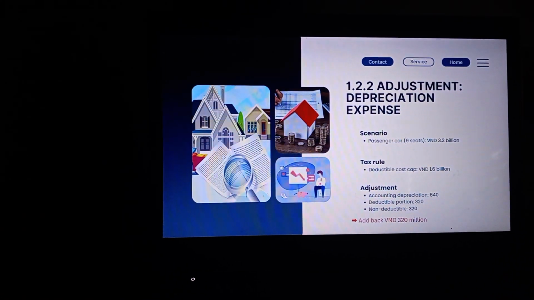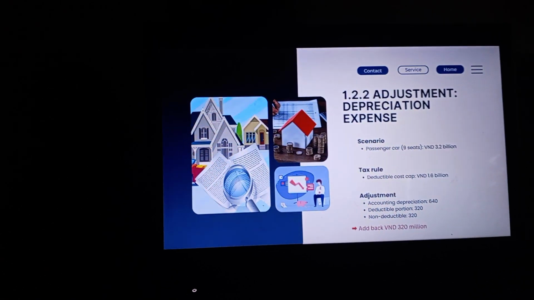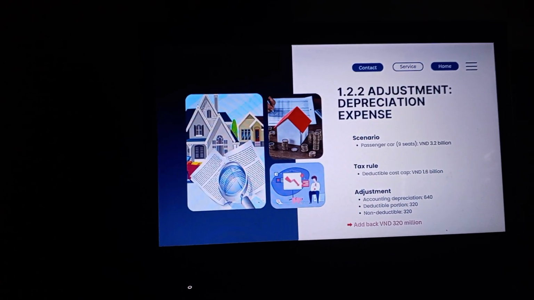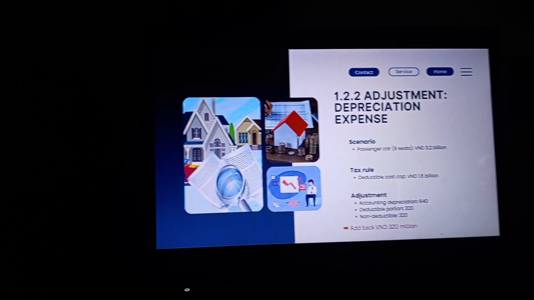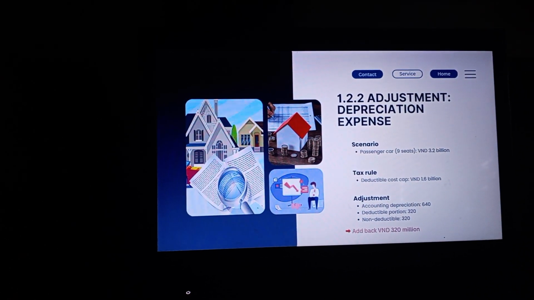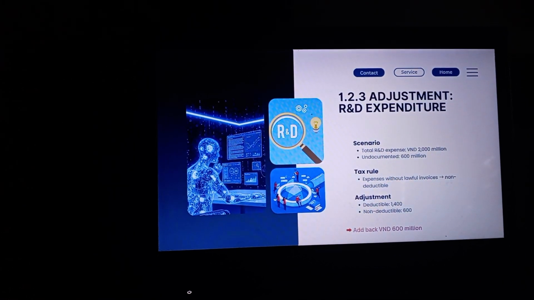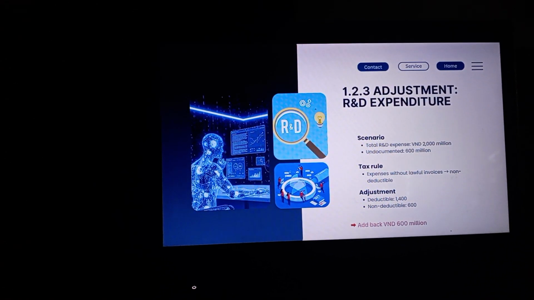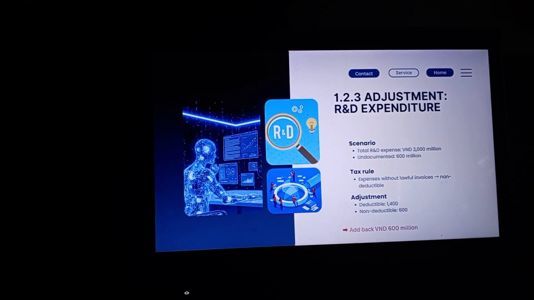Next is the assessment of depreciation expense. In the statistics we can see the scenario, tax rule and adjustment, and from three of these we can add back 320 million Vietnam dong. About the assessment of R&D expenditure, we can see the scenario, tax rule and assessment, and from three years we can add back 600 million Vietnam dong.